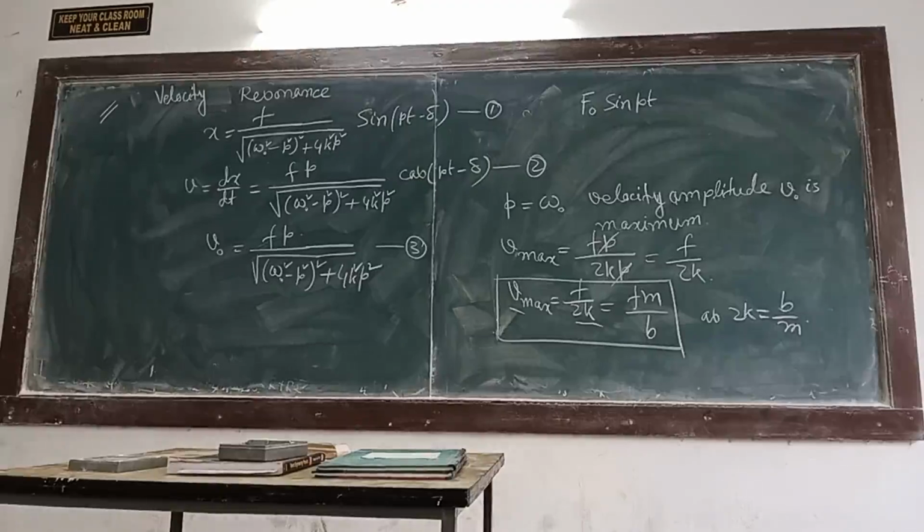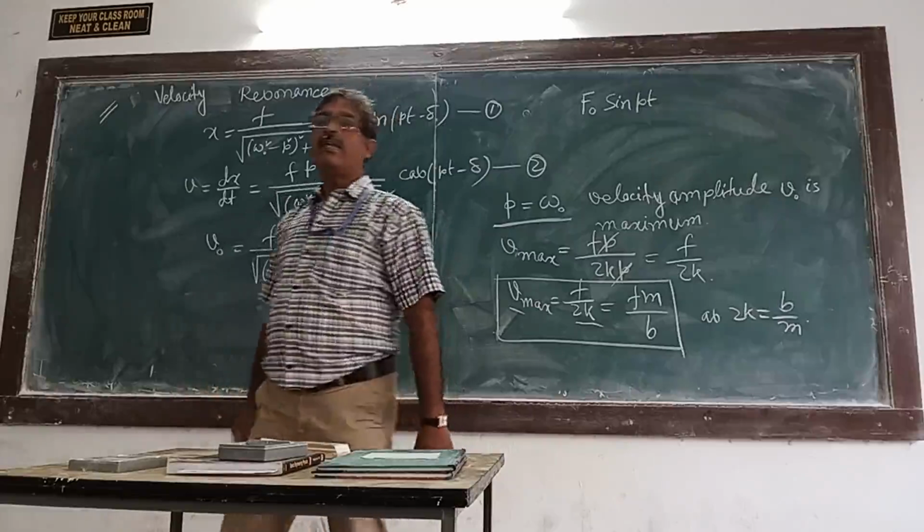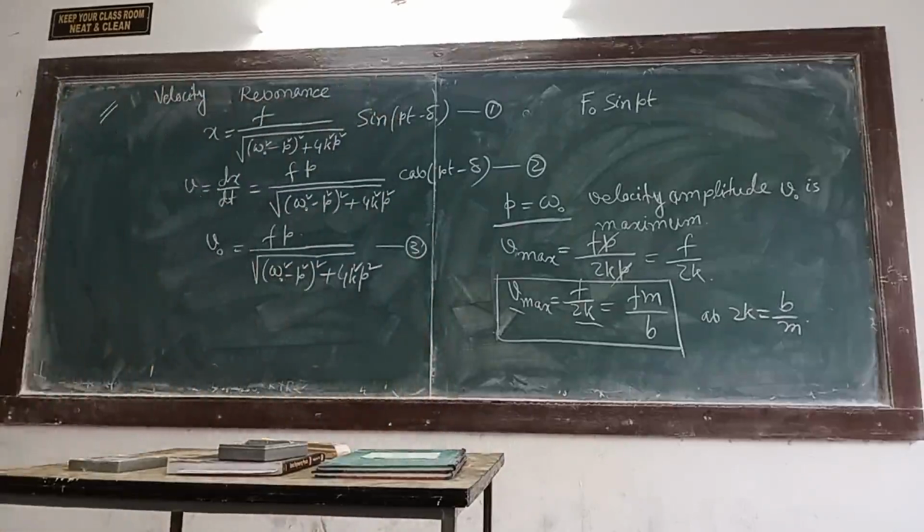Okay, now give a physical example for this one. When p equals omega naught, then the velocity amplitude is maximum. What is the physical example? When soldiers cross the bridge, they don't march on the bridge. Why? That is forced vibration.